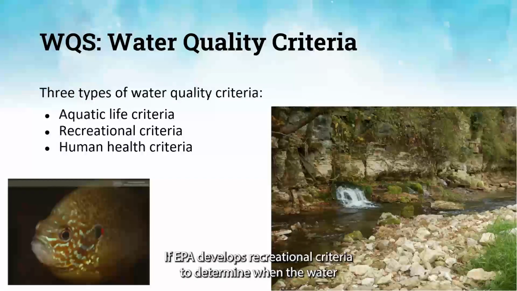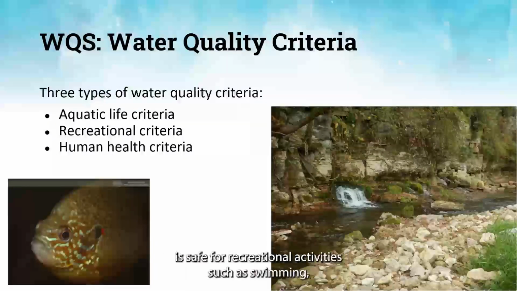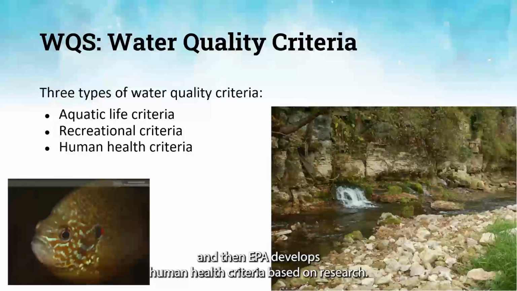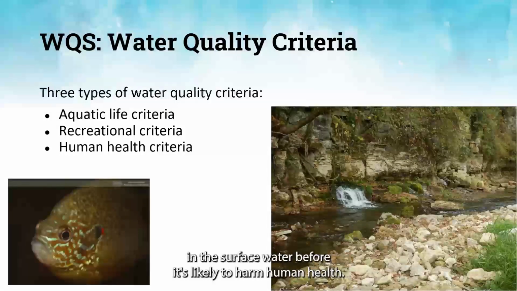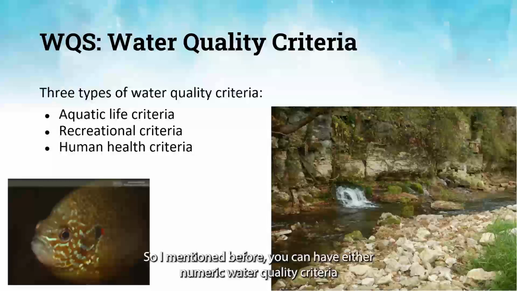EPA develops recreational criteria to determine when the water is safe for recreational activities such as swimming. And then EPA develops human health criteria based on research to determine how much of a specific chemical can be present in the surface water before it's likely to harm human health. So I mentioned before, you can have either numeric water quality criteria or narrative.